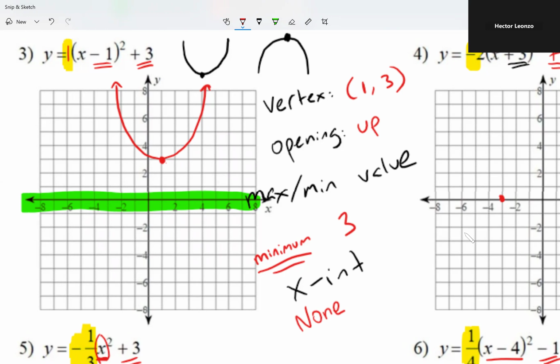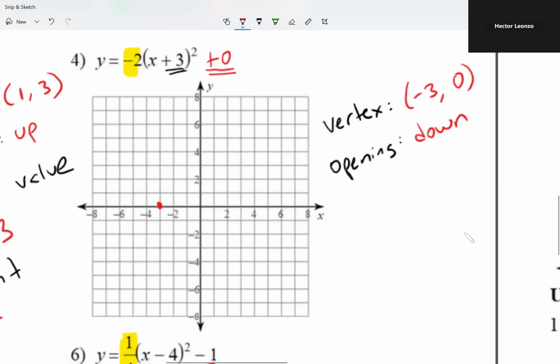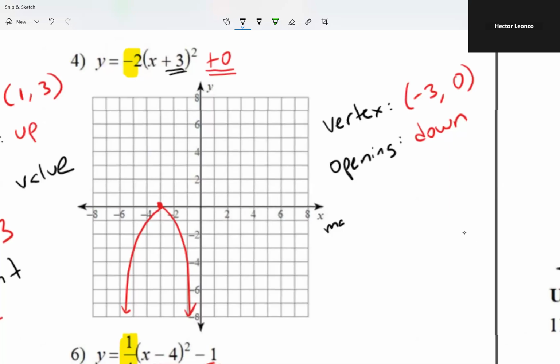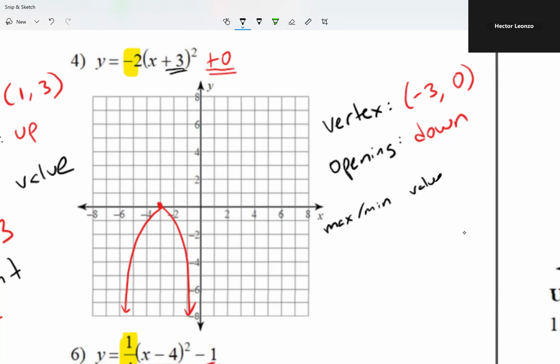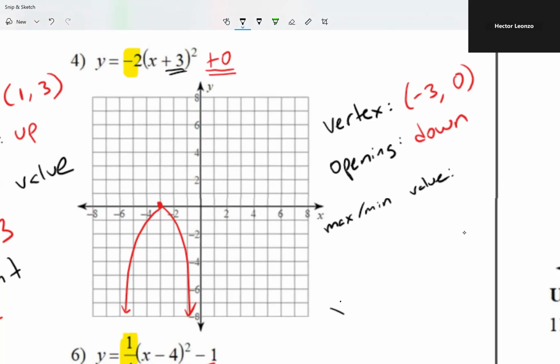Now let's take a look at question number 4. Remember how we know the vertex is -3, 0, and we have the opening. This thing looks down. So roughly I know how the graph looks. First thing I'm asking is maximum or minimum? Maximum, minimum value. And then I'm going to ask for the x-intercepts.